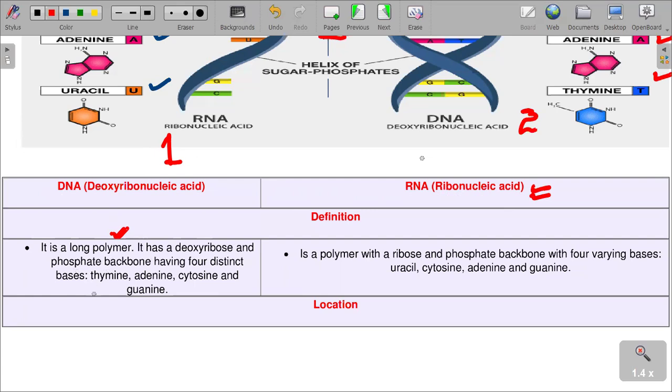I already mentioned that, and it can be understood very well that there are four distinctive bases: thymine, adenine, cytosine, and guanine. Then RNA is also with the ribose and phosphate backbone with four varying bases again, which is our uracil, cytosine, adenine, and guanine. So those are the four nitrogen bases that are found in what? In RNA. I don't want to overemphasize because we have already talked a lot on that.